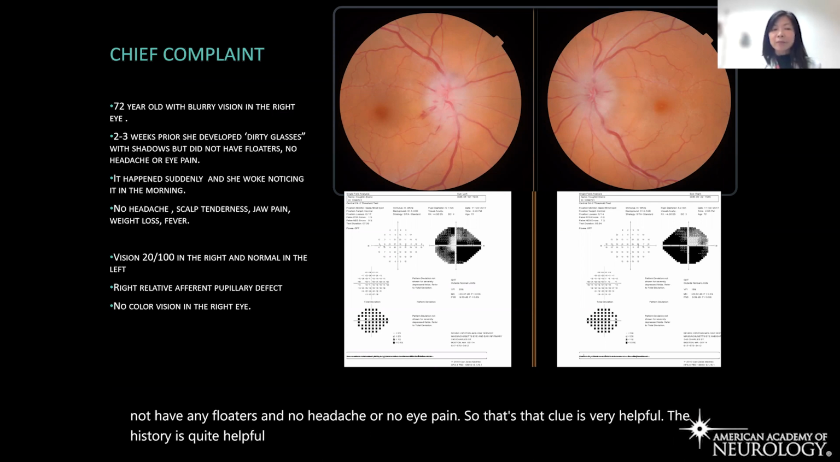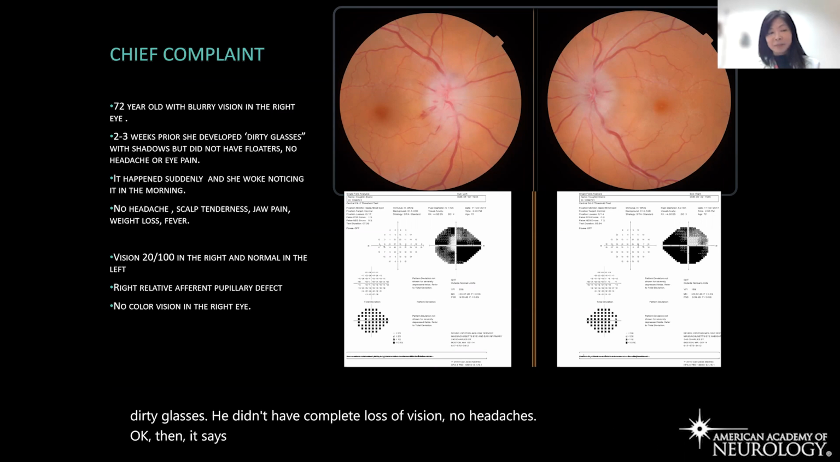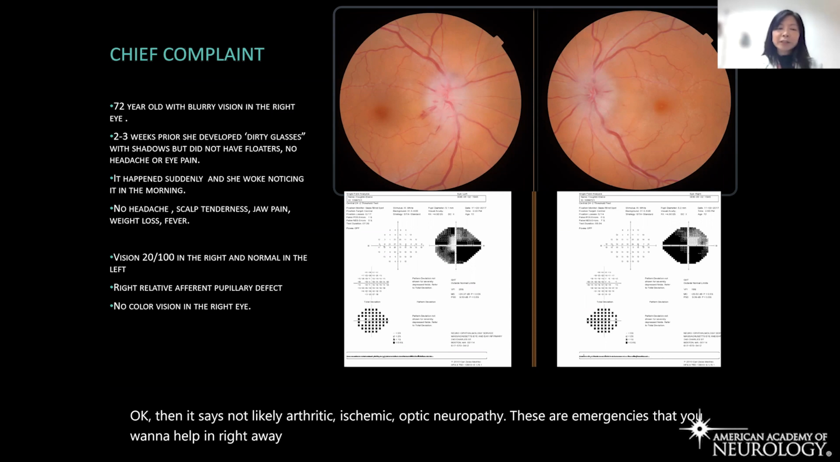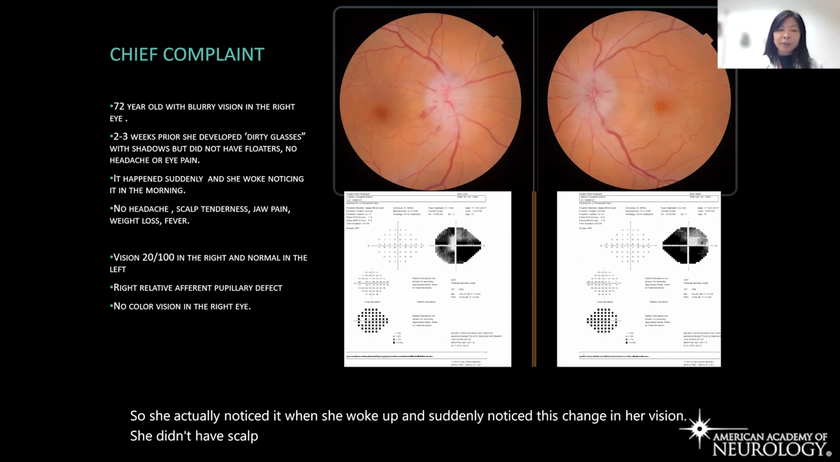Without headaches, without eye pain, it's not optic neuritis. It felt like dirty glasses. She didn't have complete loss of vision. No headaches indicate that this is not likely arteritic ischemic optic neuropathy. These are emergencies that you want to hop in right away. So she actually noticed it when she woke up and suddenly noticed this change in her vision. She didn't have scalp tenderness or jaw pain, and no weight loss or fever.